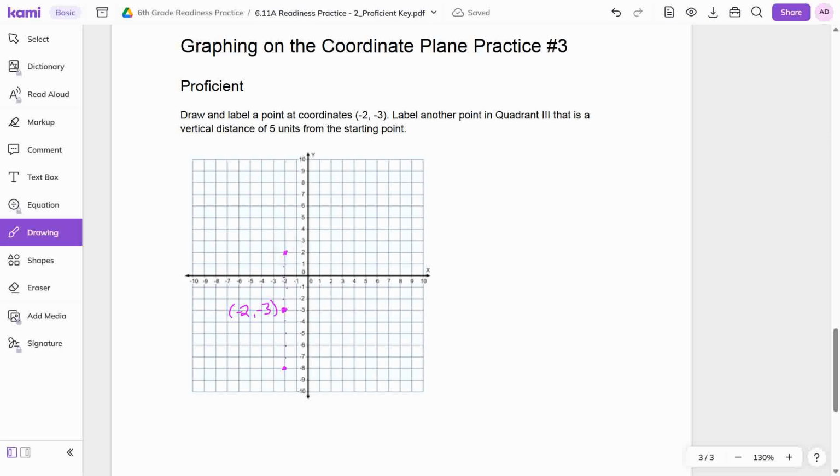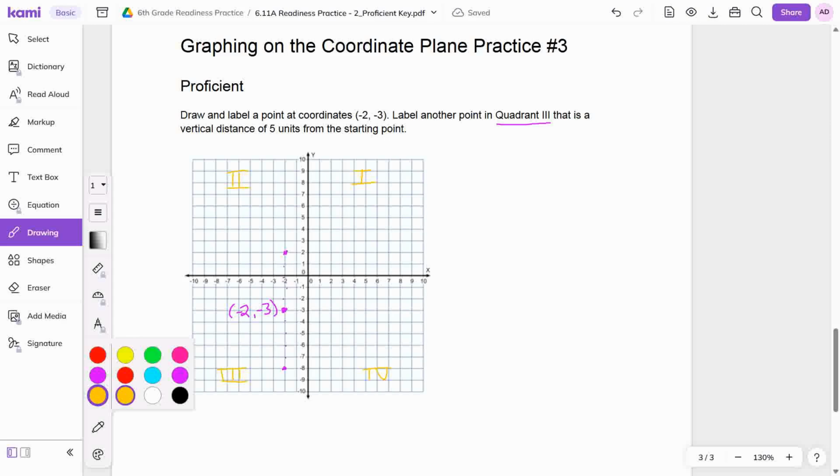But my clue is this is in quadrant 3. So let's label our quadrants. Quadrant 1 is where everything is positive. And then we go counterclockwise from there: quadrant 2, quadrant 3, and then quadrant 4. How I remember that is we have to remember where we start. Everything is positive, and then it makes the letter C. So think of the letter C, and you can connect the four quadrants.